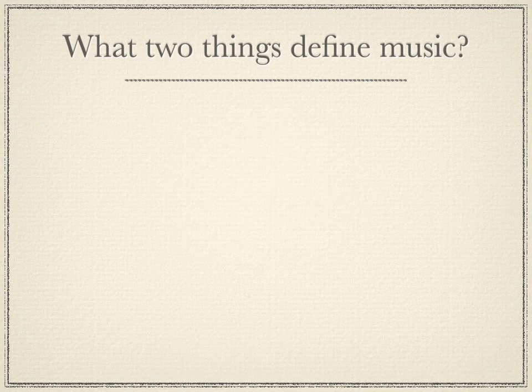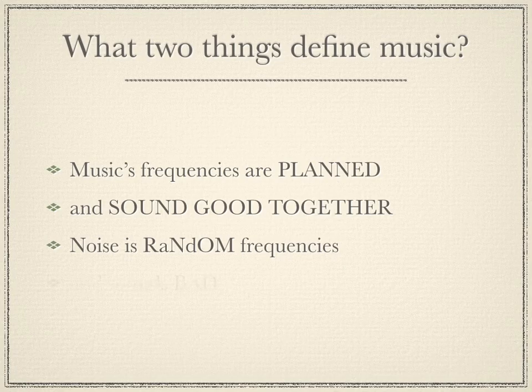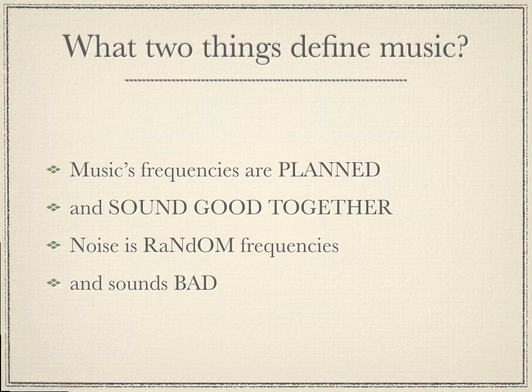What two things define music? The two things that define music are that the frequencies of music are planned and they sound good together. Whereas noise is pretty much random frequencies that sound nasty together. So the two things you've got to remember about music: planned frequencies that sound good together.